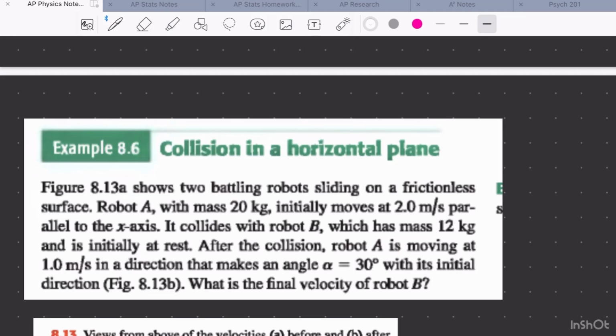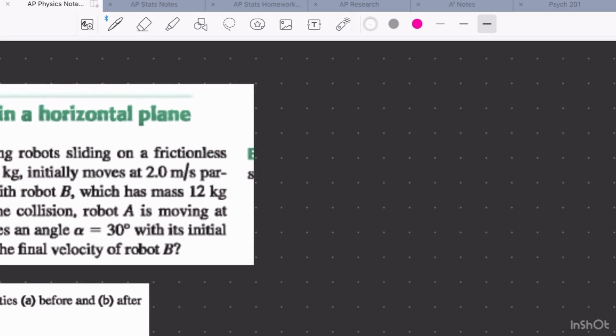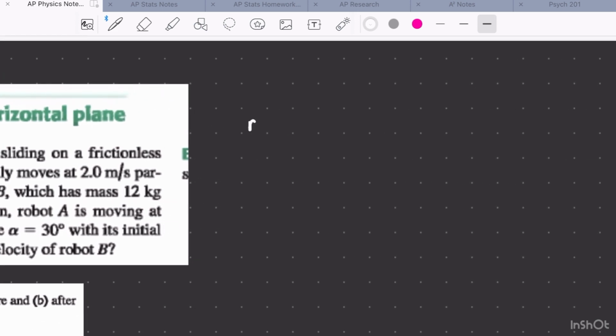There are two robots, Robot A with a mass of 20 kilograms that's moving at 20 meters per second, and Robot B which is moving at 12 meters per second. And they hit each other. Robot B is not moving, and it launches off with an angle of 30 degrees with an initial velocity.